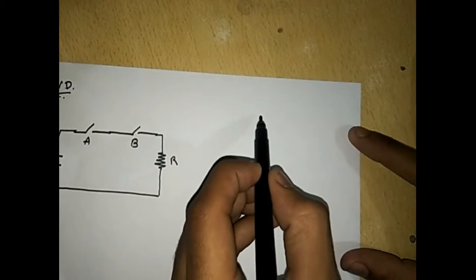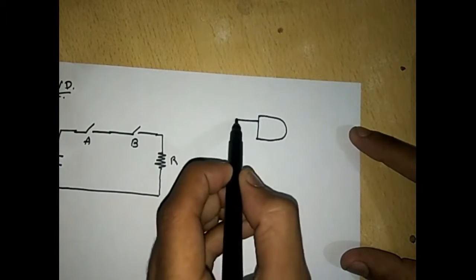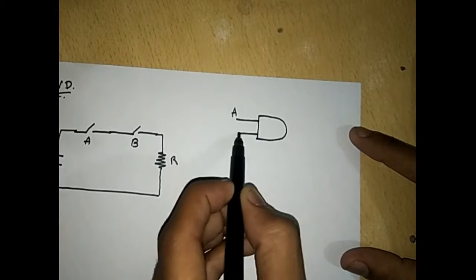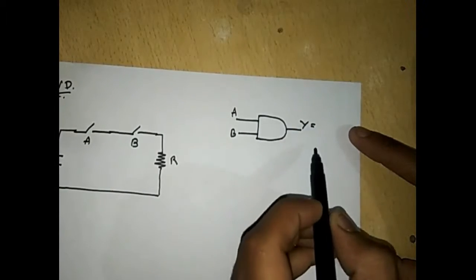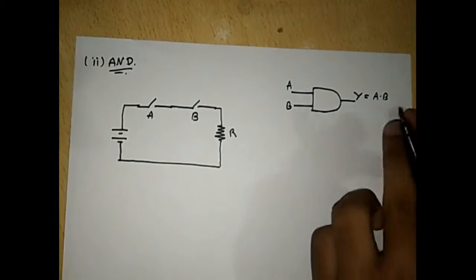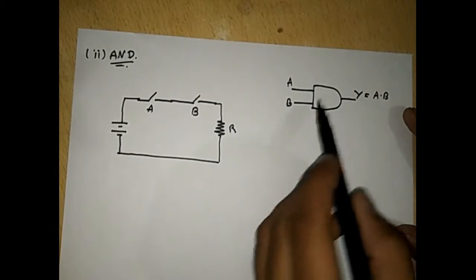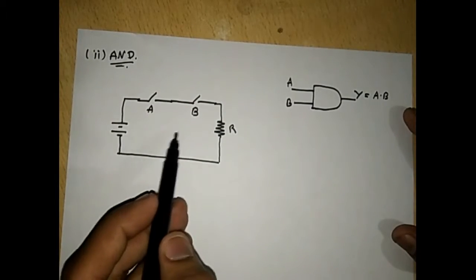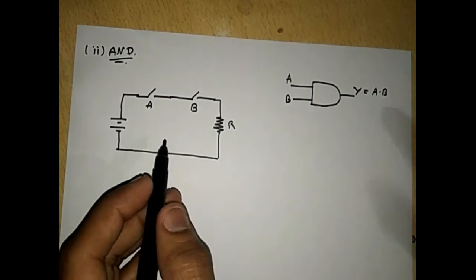The AND gate can be represented in this format. It has an input A, an input B, and the output Y, and Y is A dot B. This is the representation of the AND gate. Okay, so this is the symbolic representation. From the electrical point of view, we can represent it by this circuit diagram.